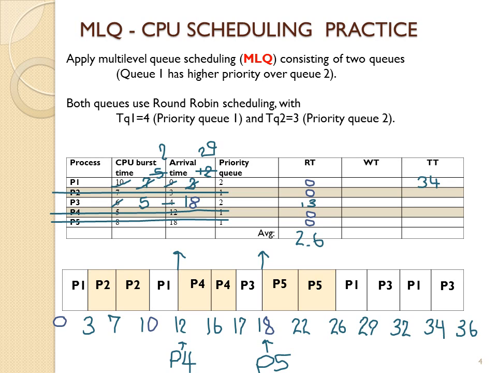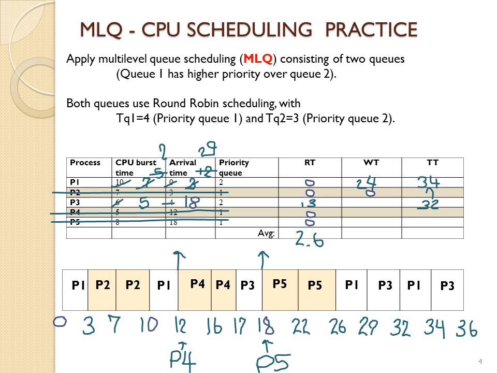And now we calculate the turnaround time. P1 finished at time 34 and arrived at time 0. And the wait time, so P1 spent 24 time units waiting and 10 time units on the CPU. P2 completed execution at time 10 but arrived at time 3, so was active in the system for 7 time units and never had to wait at all.